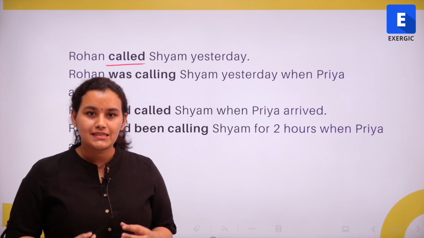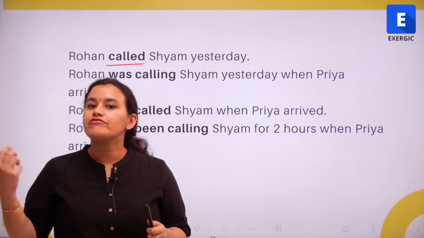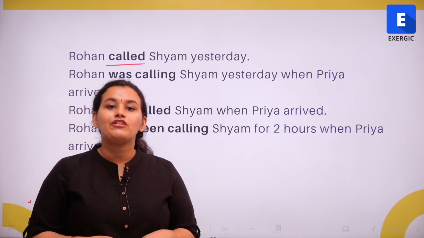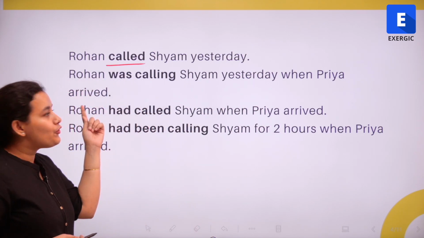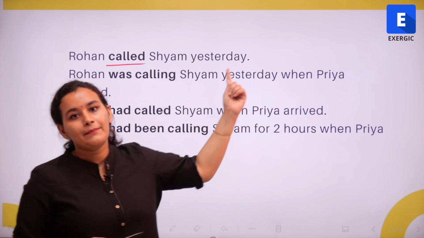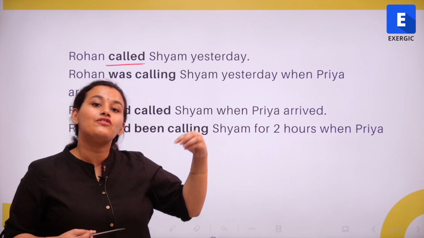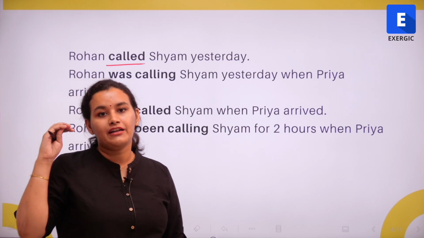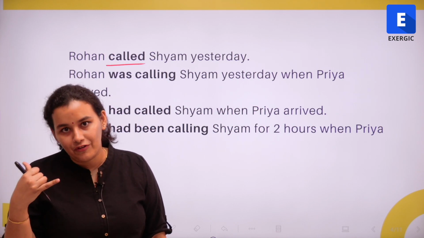Then we have the past continuous tense, which is again used for actions that started and finished in the past, but they are of a continuing nature, and we want to focus on their continuing nature. For example, Rohan was calling Shyam yesterday. It was something that he was doing yesterday, so it's in the past, and I'm referring to the continuing nature of the action of calling someone, right?